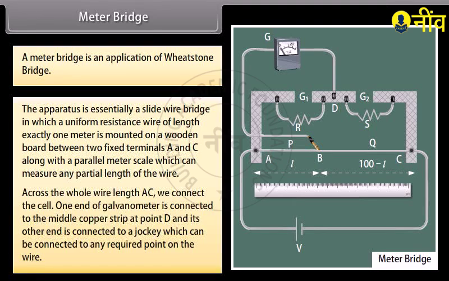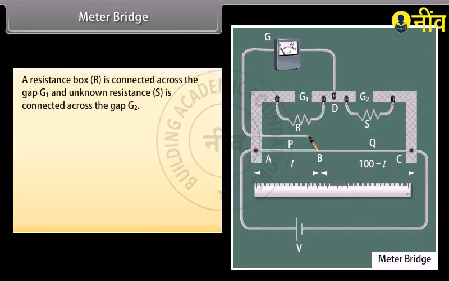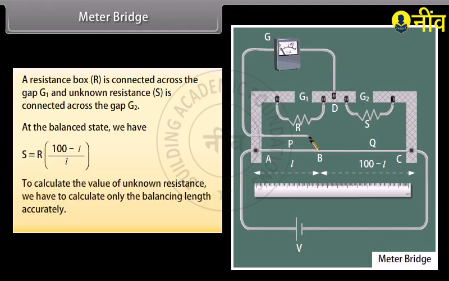Across the whole wire length AC, we connect the cell. One end of the galvanometer is connected to the middle copper strip at point D, and its other end is connected to a jockey which can be connected to any required point on the wire. A resistance box is connected across the gap G1 and unknown resistance is connected across the gap G2. At the balanced state, we have S is equal to the product of R and (100 minus L) upon L. To calculate the value of unknown resistance, we have to calculate only the balancing length accurately.